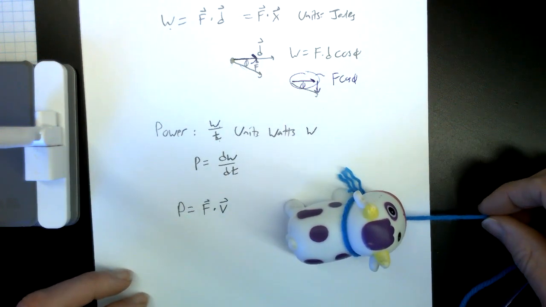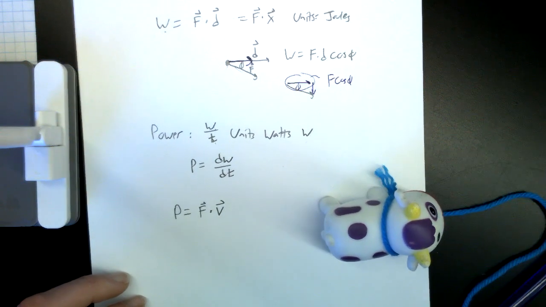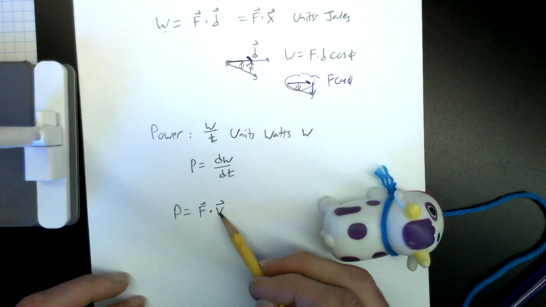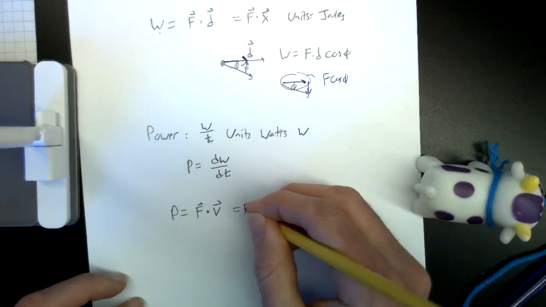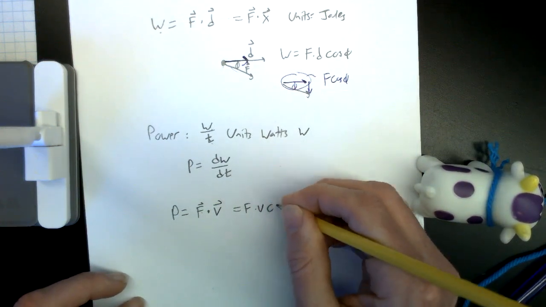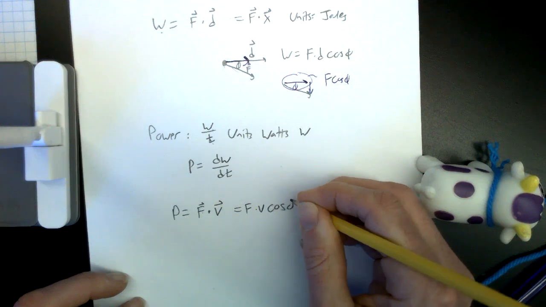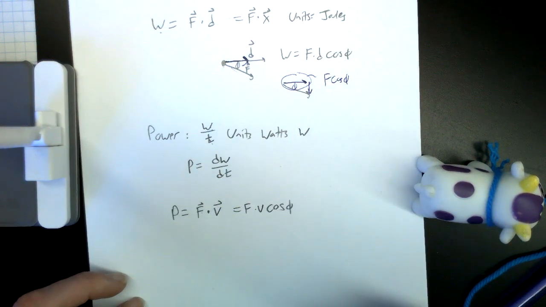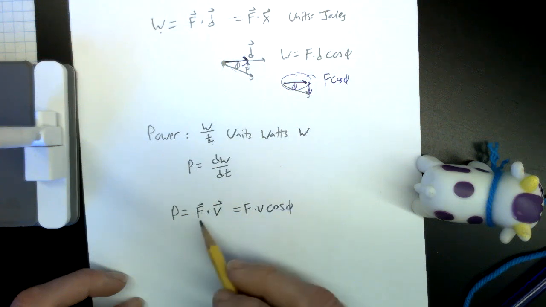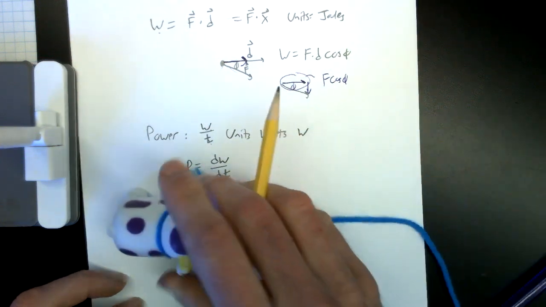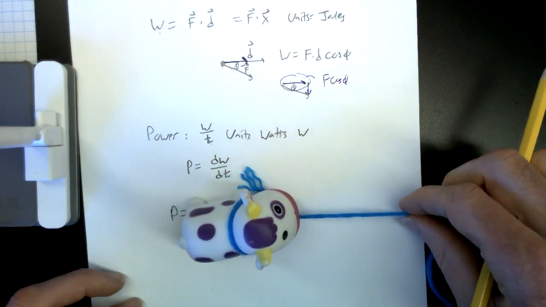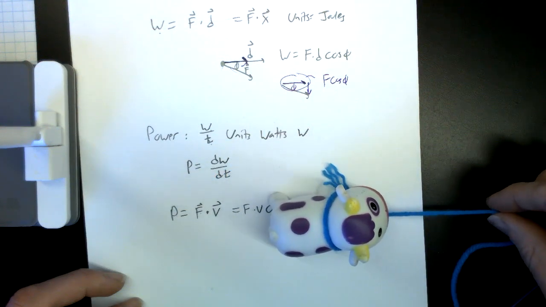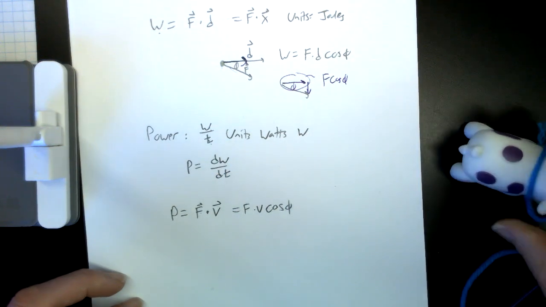I can figure out how much power it takes to pull the cow at a constant speed by taking my force times my velocity, and noting that once again it's a dot product. So this is going to turn into F, V, and cosine of the angle between them, if your force and your velocity are not in the same direction. One of the homework problems has to do with this as well. So once again, power is force times velocity. If I'm exerting a certain force and making my object go at a certain velocity, that's going to mean a certain amount of power associated with it.